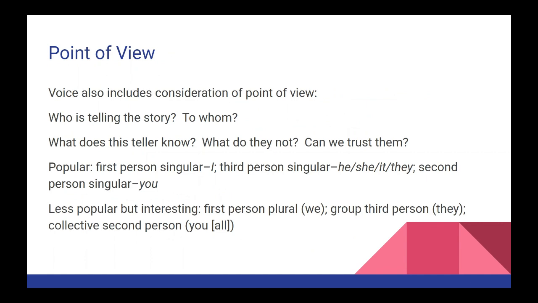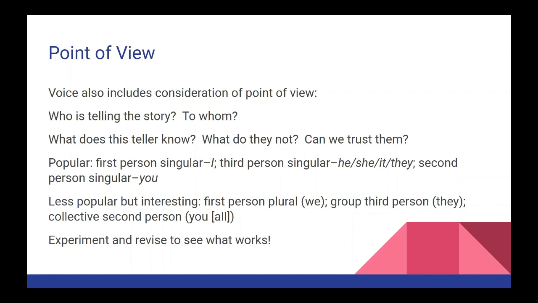This collective first person we, where a group of characters is telling the story, or a third person group not narrator, but point of view they, where a narrator is sort of pushing the story through a collective group of people, but their voice is not the narrative voice. And then the collective second person, you all do this, you all think this. Some of these are a little trickier to make work, but I encourage you to think about possibilities with utilizing them. And so, like I said, experiment and revise to see what works.